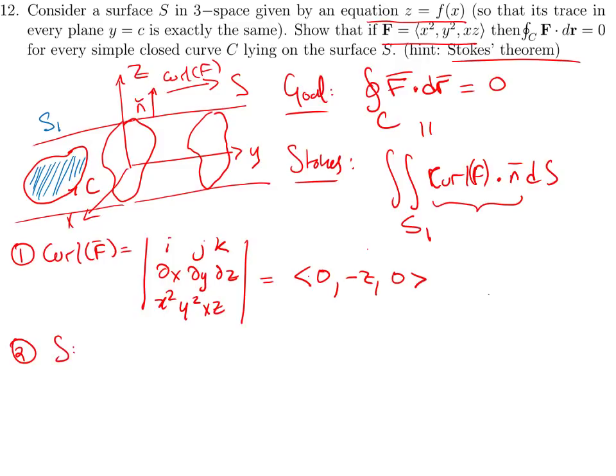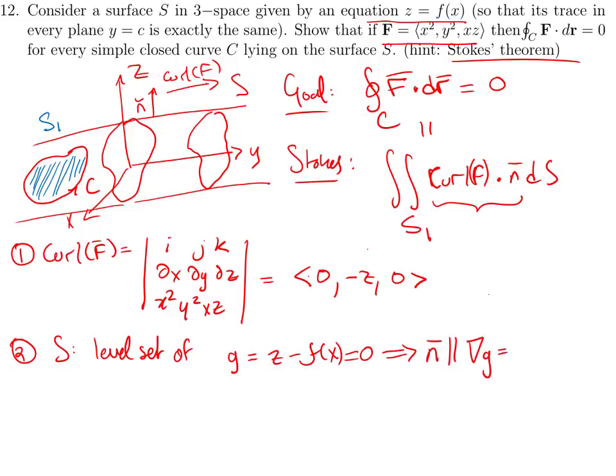Well, the surface is a level set of the function g equals z minus f of x equals 0. And we know how to compute normals to level sets. They're just given by gradients. Here n is the unit normal, but we know it must be parallel to any other normal, which is a gradient. So we know that n is parallel to the gradient of g, which in this case is: partial with respect to x, which is minus fx, no dependence on y, so you get a 0, and partial z is 1.